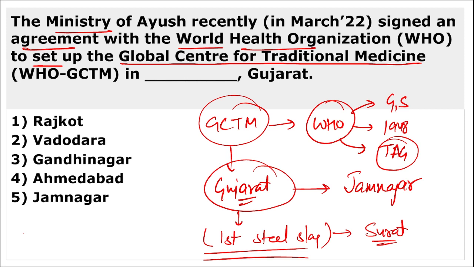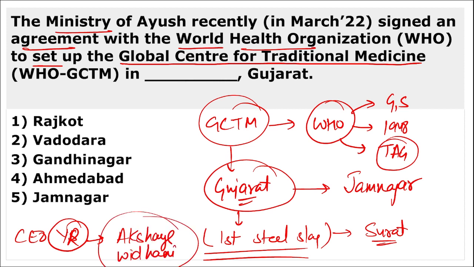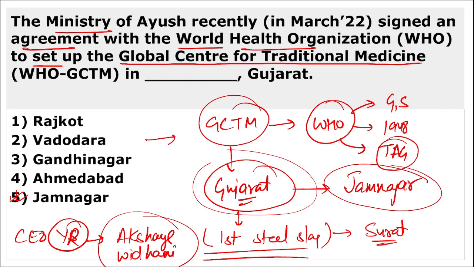Then if I ask you who is the Chief Executive Officer of Yashraj Films, he will be Akshay Vidhani. Akshay Vidhani is the current, or you can say the new Chief Executive Officer of Yashraj Films. So the correct answer for this question becomes option 5. In Jamnagar, Gujarat, Global Center for Traditional Medicine will be set up by WHO.